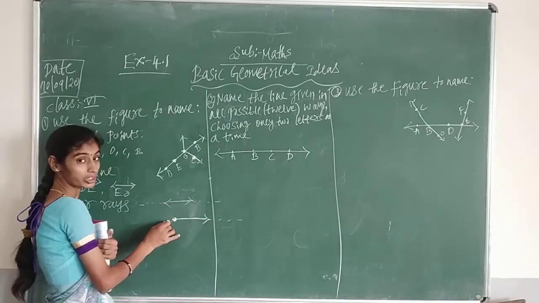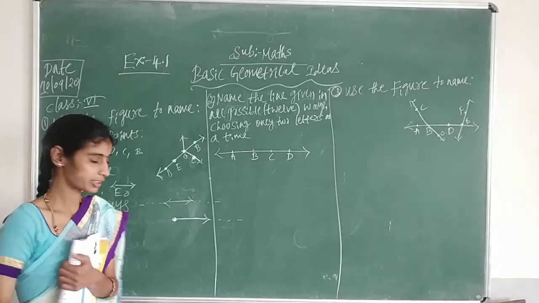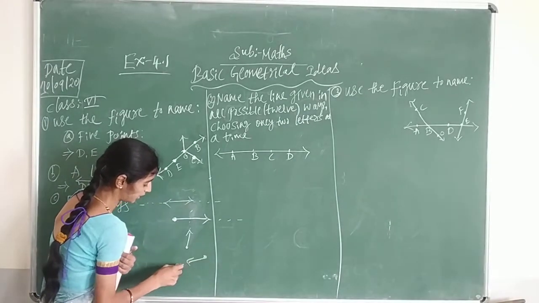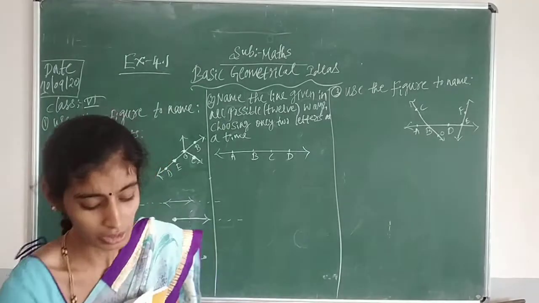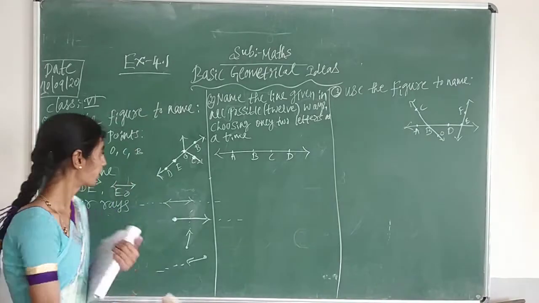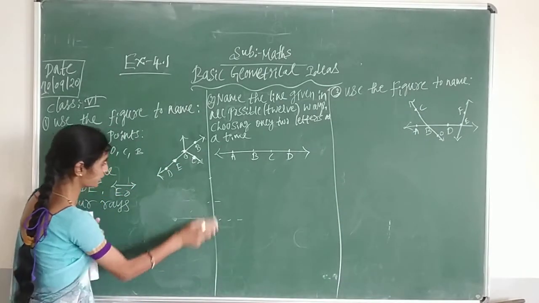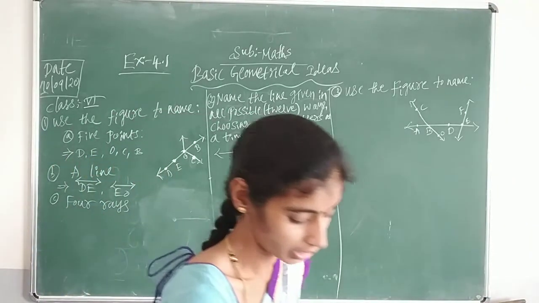This means the starting point is not going to extend. Only one side is going to extend. It may extend like this or it may extend like this, but it extends only in one direction. That is for the ray. Now from this figure, you need to find which are the rays. Please try to find it, children.